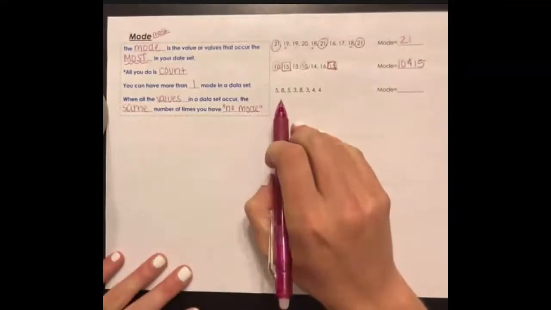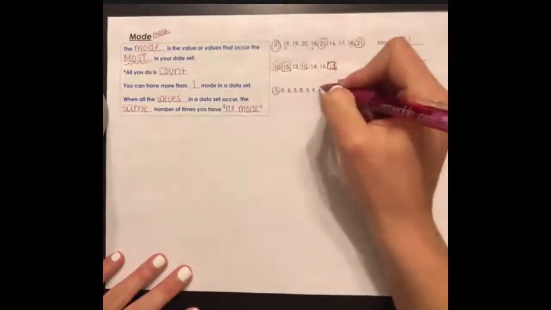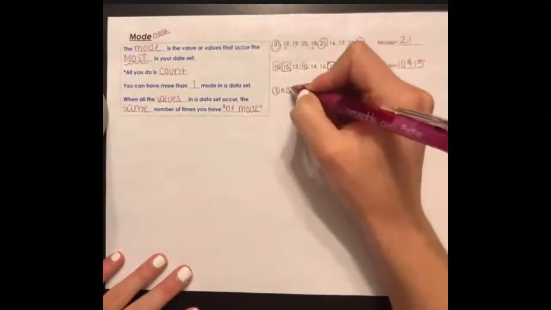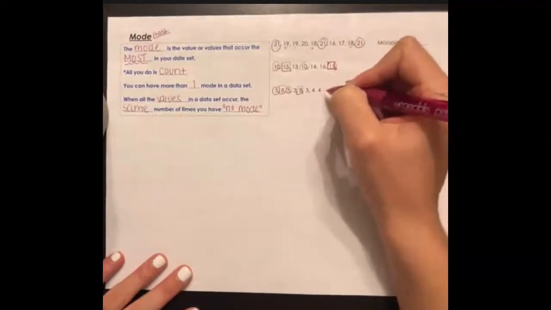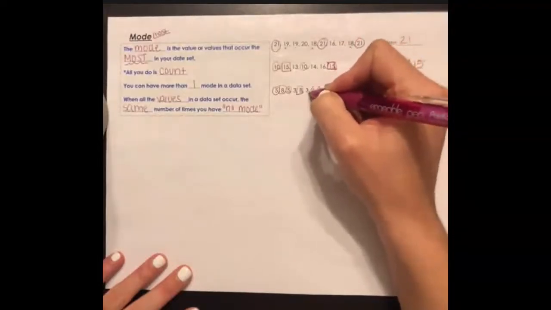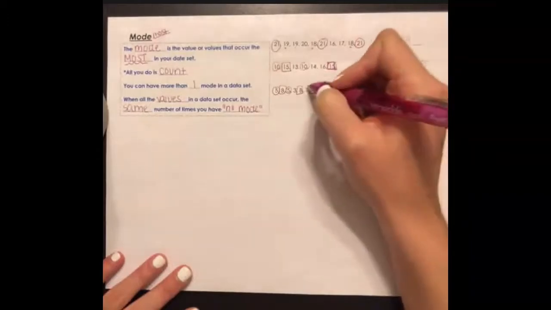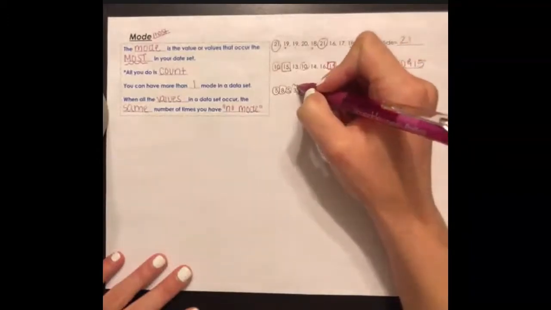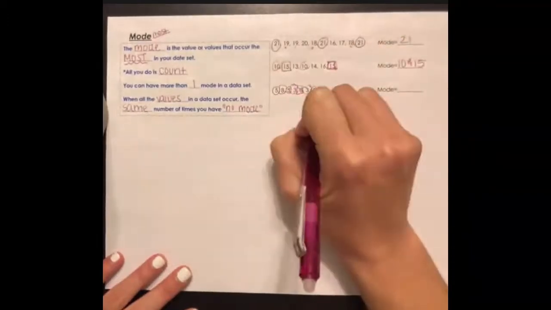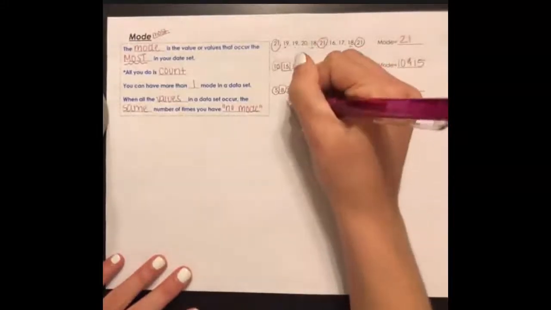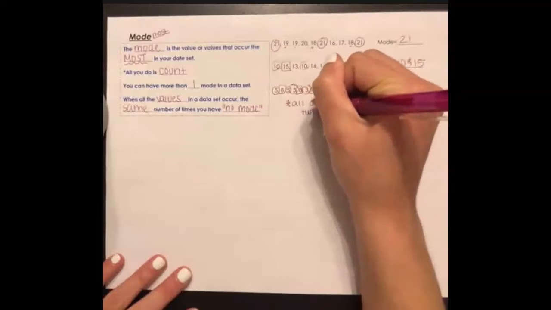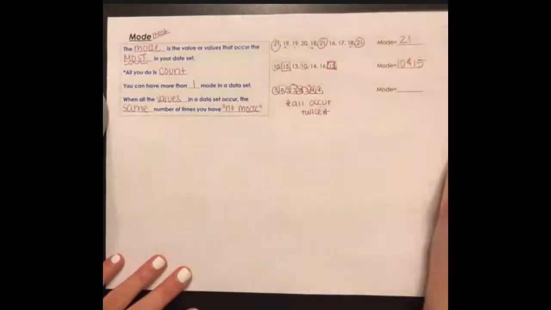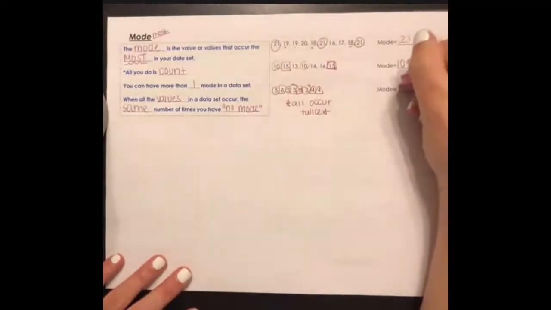All right, guys, so let's look at this one. So I have a 5, and I have another 5. I have an 8 and another 8. Okay, I have a 4 and another 4. And then I have a 3 and a 3. All of these repeat twice, right? So they all occur twice. Do any of them repeat more than any others? Nope. So that means we have no mode.